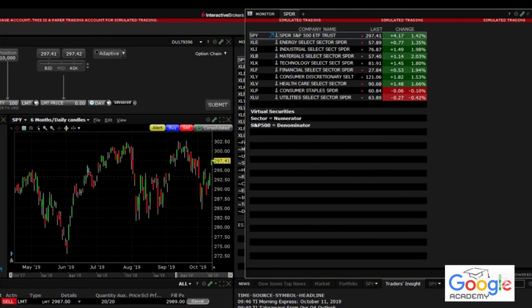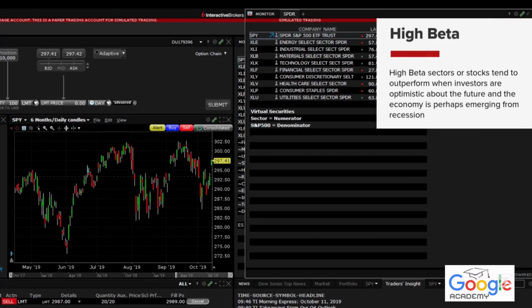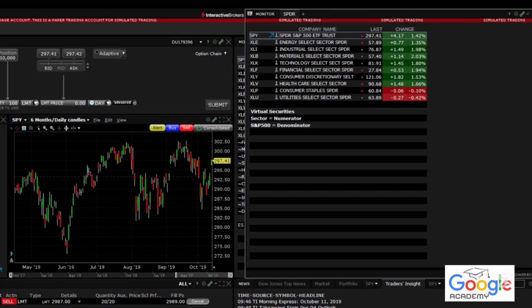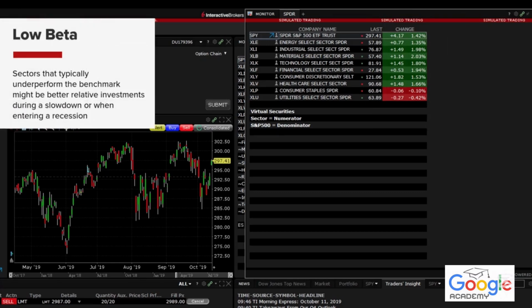Beta is useful to investors who think they understand exactly where we are in the business cycle. That's because certain sectors perform well at certain points in the business cycle, while others underperform. High beta sectors or stocks tend to outperform when investors are optimistic about the future and the economy is perhaps emerging from recession. However, defensive or low beta sectors that typically underperform the benchmark might be better relative investments during a slowdown or when entering a recession.